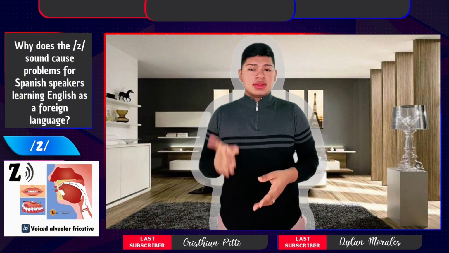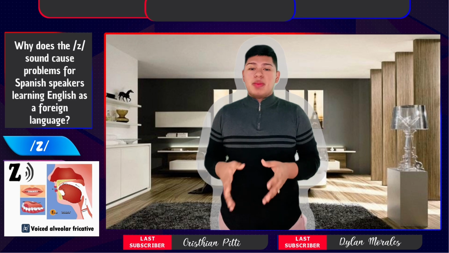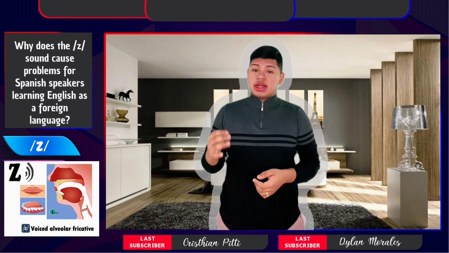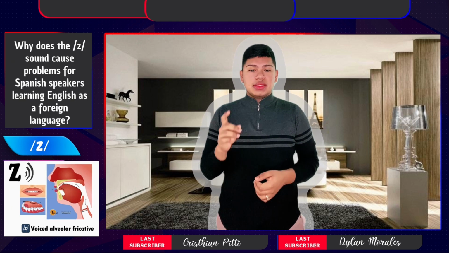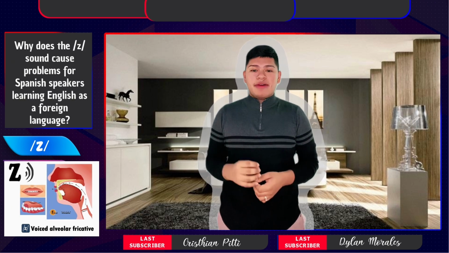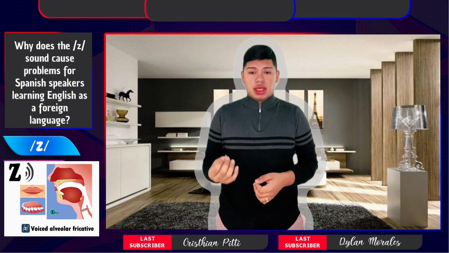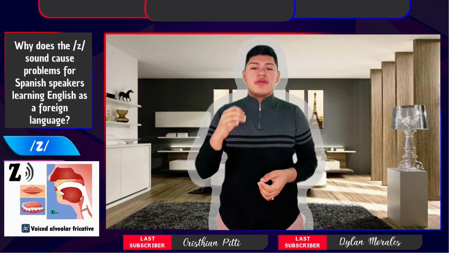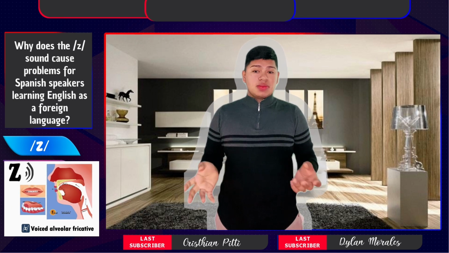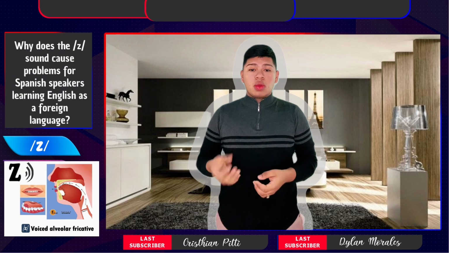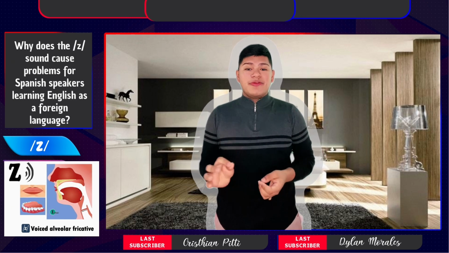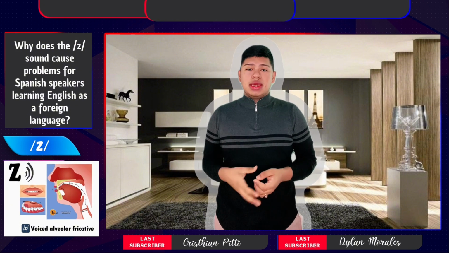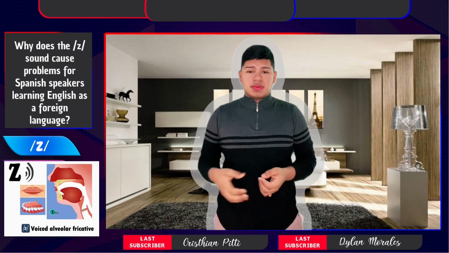Well, the sound Z can pose a challenge for Spanish speakers learning English as a foreign language for several reasons. For example, the lack of Z in Spanish. Spanish doesn't have the Z sound in its phonetic inventory. Spanish speakers are more accustomed to using the unvoiced alveolar fricative sound S, like in the Spanish word casa. As a result, the Z sound in English words like zebra or race isn't a natural sound for them, and they may substitute it with something more familiar in Spanish.